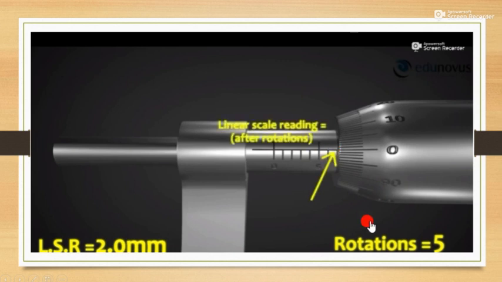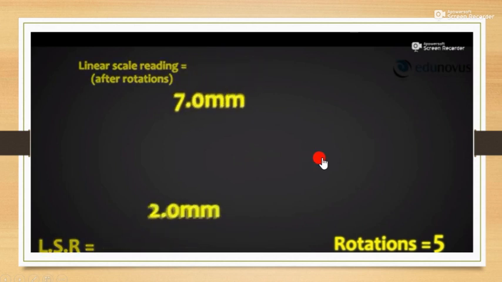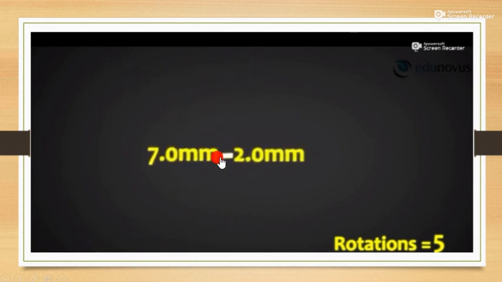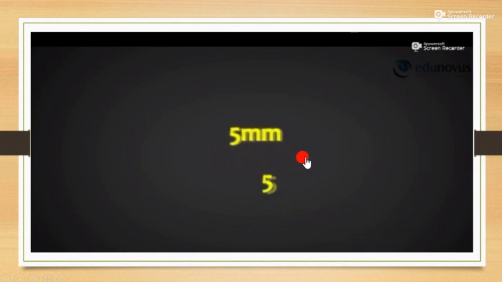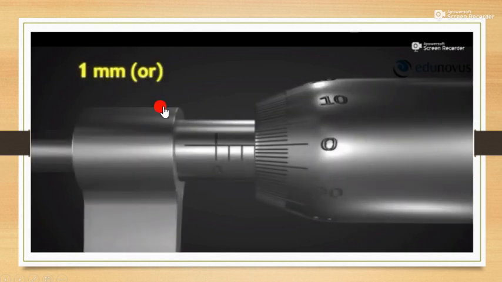How many rotations? 5 rotations. Which is also equal to... 7 millimeter minus 1 millimeter, which is equal to 5 millimeter, divided by how many rotations? 5 rotations, which is equal to 1 millimeter. You can keep in mind 5 rotations, when we convert into centimeter, is 0.1 centimeter.